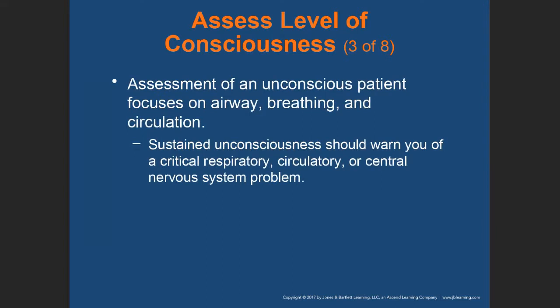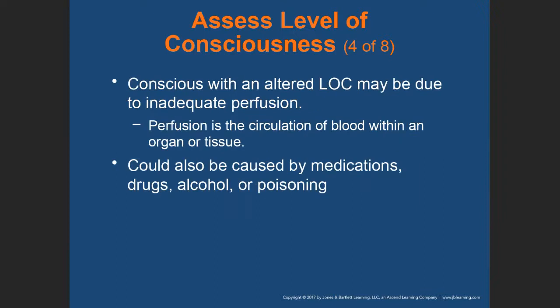Now, assessment of an unconscious patient focuses on airway, breathing, and circulation. Sustained unconsciousness should warn you of a critical respiratory, circulatory, or central nervous system problem. Conscious with an altered level of consciousness may be due to inadequate perfusion. Perfusion is the circulation of blood within an organ or tissue.